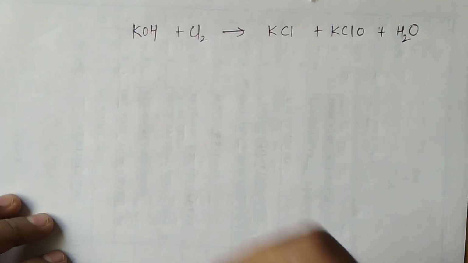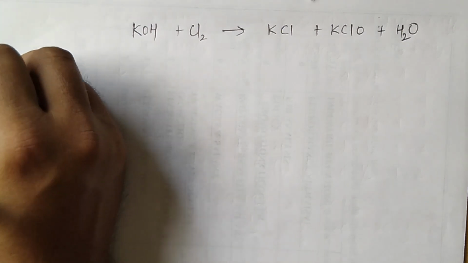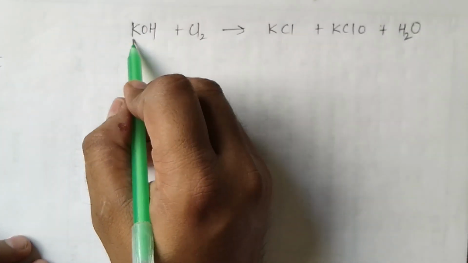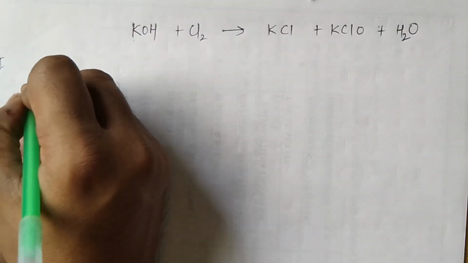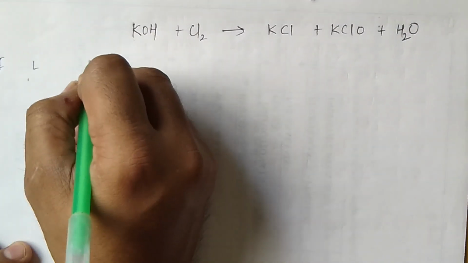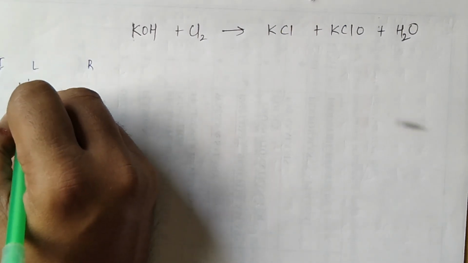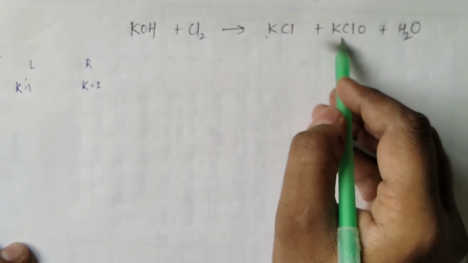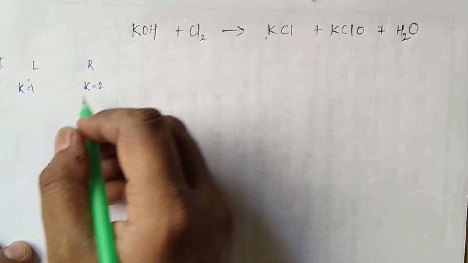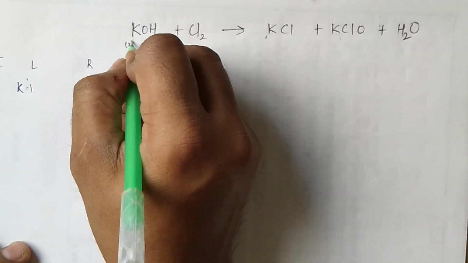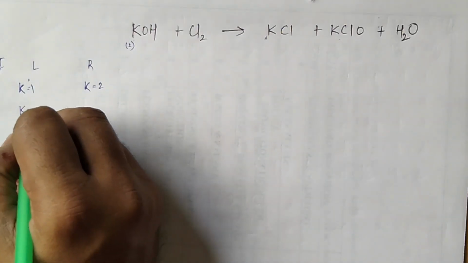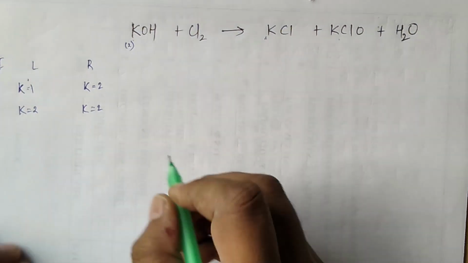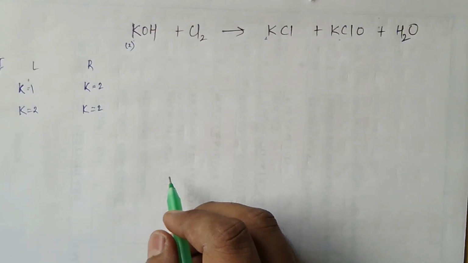Now, by hit and trial, first let us check the metals. Metal over here is K. Left-hand side K equals 1, and on the right-hand side K equals 1 plus 1, 2. So if I multiply this by 2, then here also K will be 2 and here also K will be 2. So potassium is balanced by using the coefficient 2.